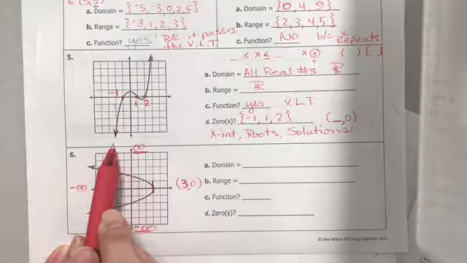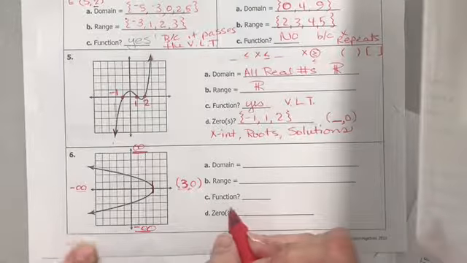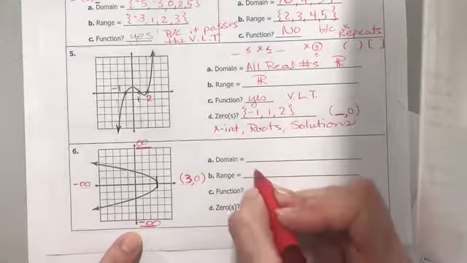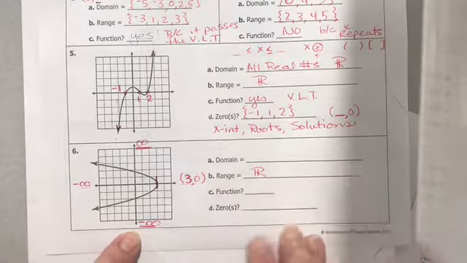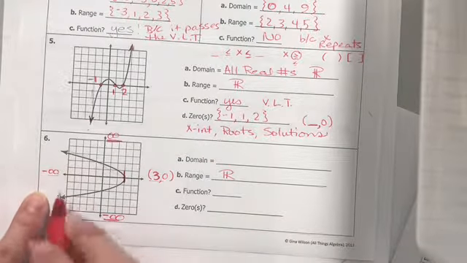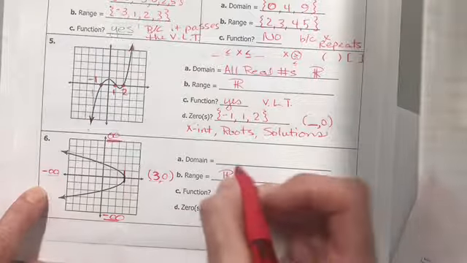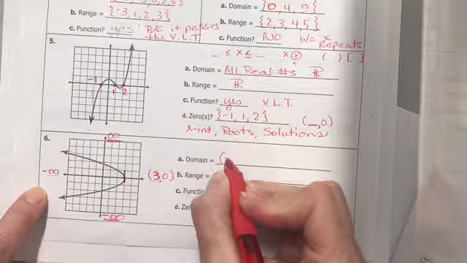So kind of like this one, okay? This one went forever south, forever north, and it was all reals. So my range is all real numbers, but my domain is not. My domain is forever going to the west. Okay, so interval notation would look like this.